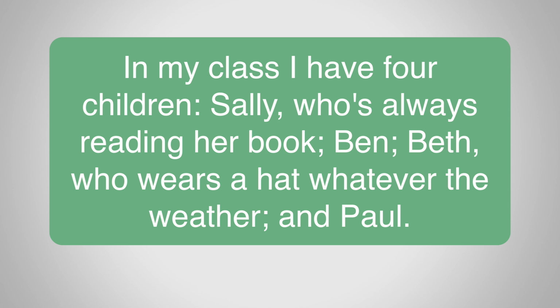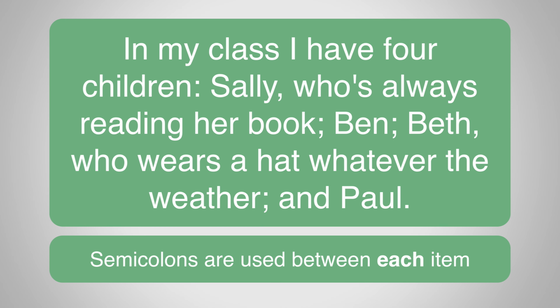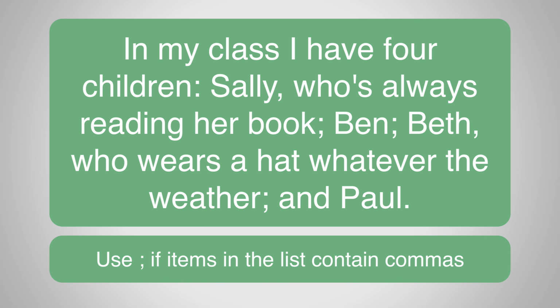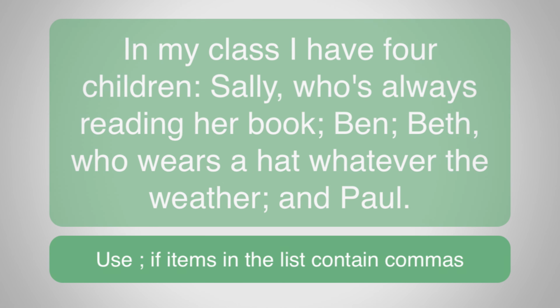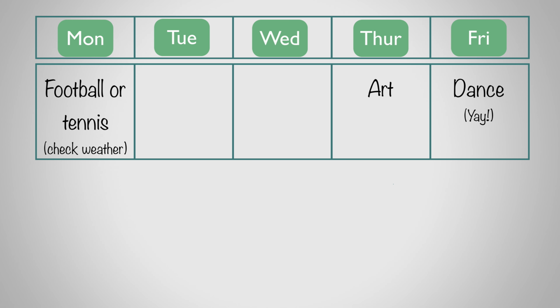In my class I have 4 children. Sally, who's always reading her book. Ben, Beth, who wears a hat whatever the weather, and Paul. Perfect. So unlike normal commas in lists, semicolons are used between each item in the list, even the last 2. We only ever use semicolons to separate items in a list if one or more of the items in the list contains a comma.